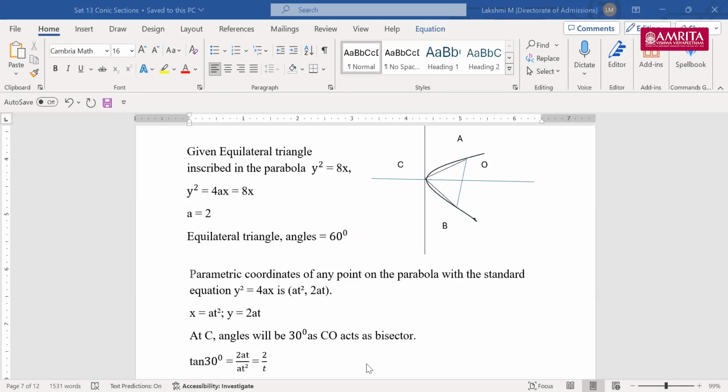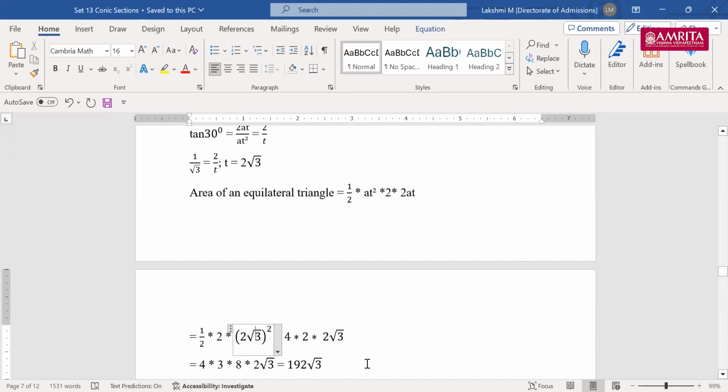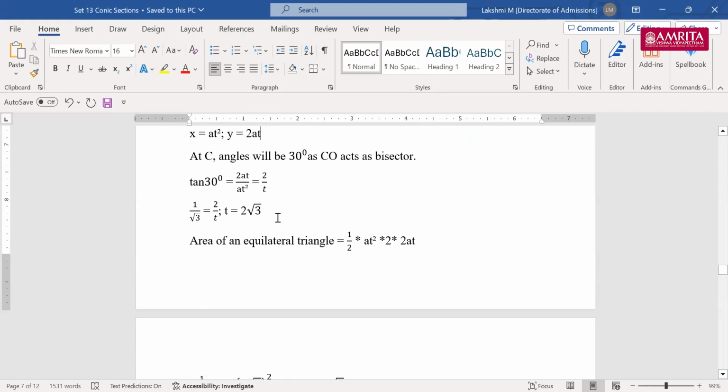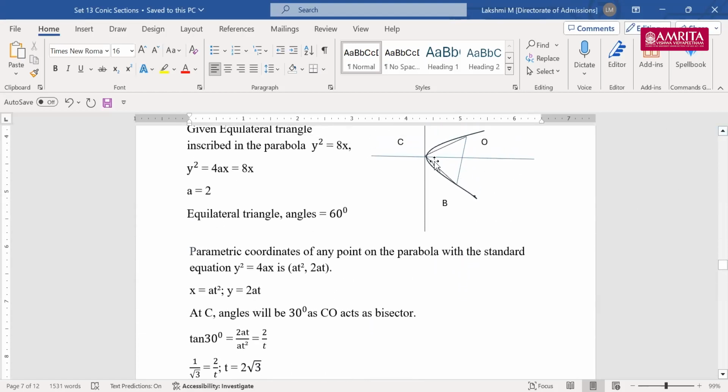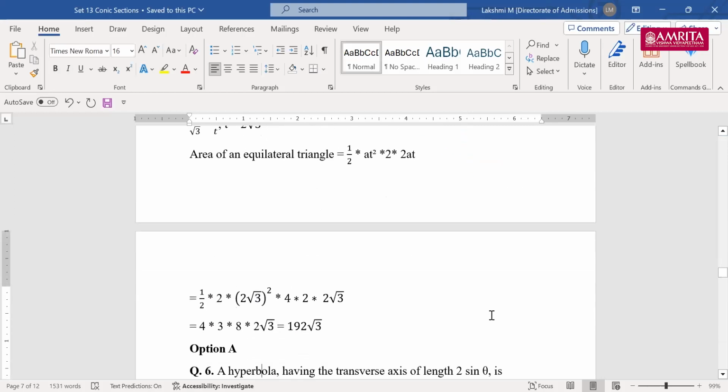Now, what's the other information or what's the other clue that's given in the question? Tan 30, we know the value. I'm able to get t as 2 root 3. Once I have the value of t, it's really easy for you to find out the area of the equilateral triangle. This I know it's at square. This I know it's 2at. This is 4at. Now, half into at square into 2 into 2at. You have a, you have t. Substitute it and solve and you have the answer. Half into at square into 2 into 2at. Substitute it, solve it, and you have 192 root 3, which is option A.